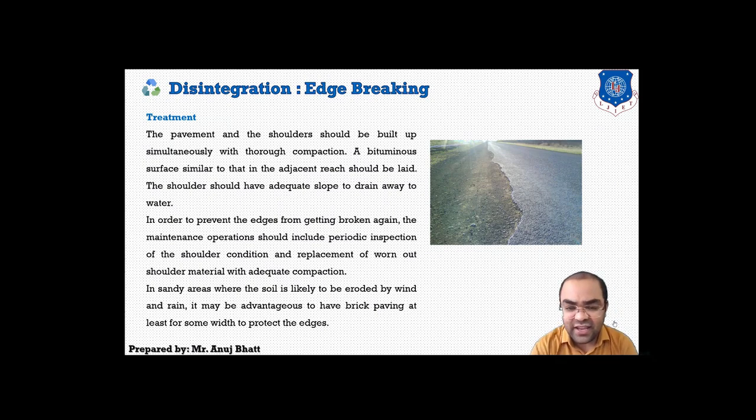In order to prevent the edge from getting broken again, the maintenance operation should be performed. If it is a sandy area where the soil is likely to be eroded by wind and rain, it may be advantageous to have brick paving, at least for some width, to protect the edge of the pavement. The surface and subsurface drainage, wherever deficient, should be improved to prevent edge breaking defects or disintegration. So these are the various defects, their symptoms and their causes.